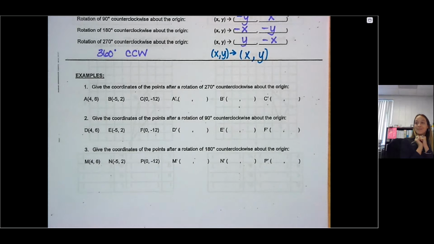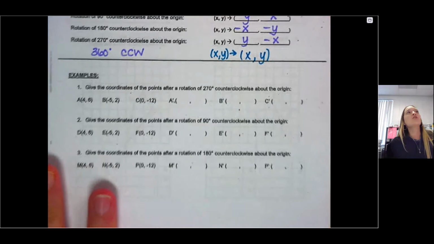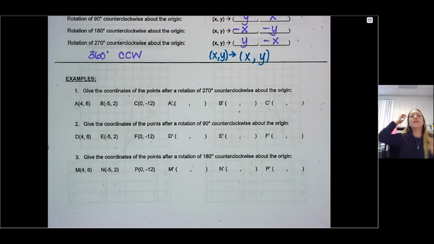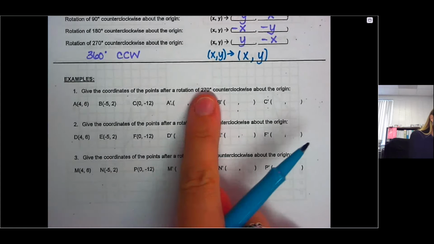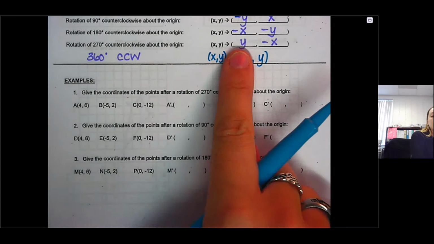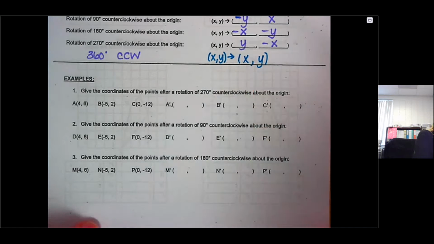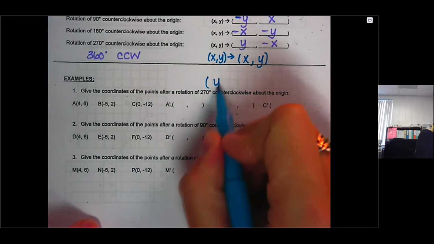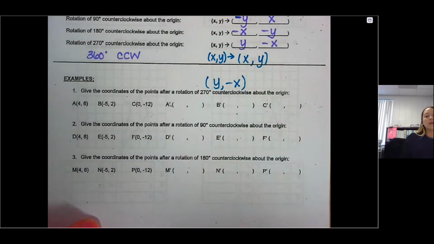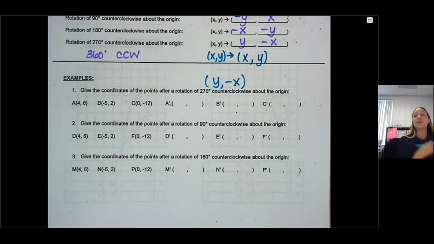Okay, did we do the examples, or shall we walk through them together? Check our work. We shall walk through them together. Let us do that. Okay, so example 1 says, give the coordinates of the points after a rotation of 270 degrees. So my rule for 270, come back up here, is that the X and Y change positions, and then the X value will change signs. So personally, I like to write the rule down next to it just so I don't mess myself up, okay?